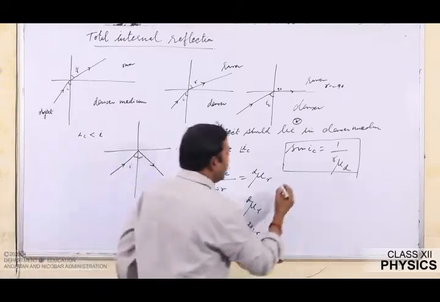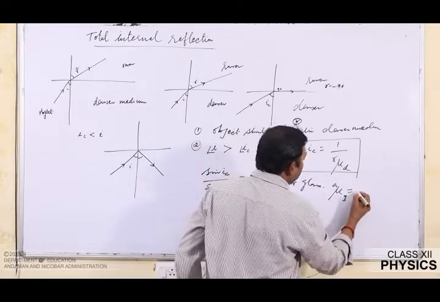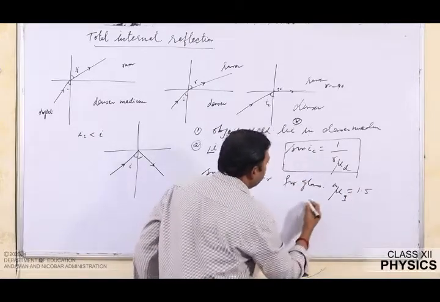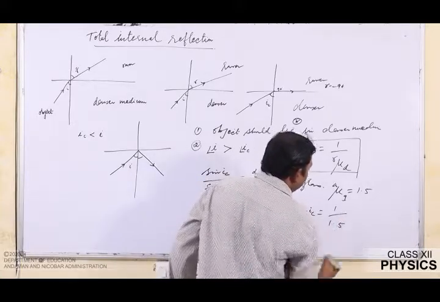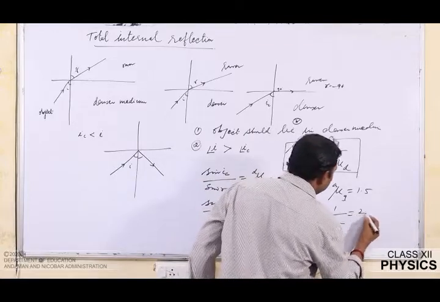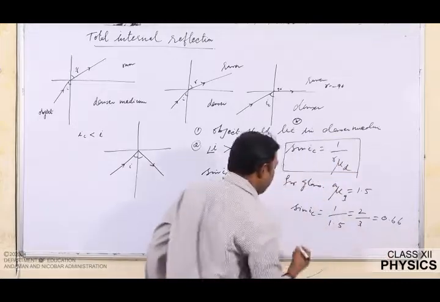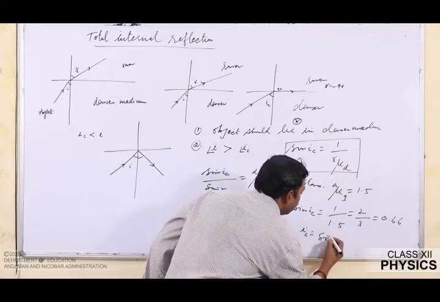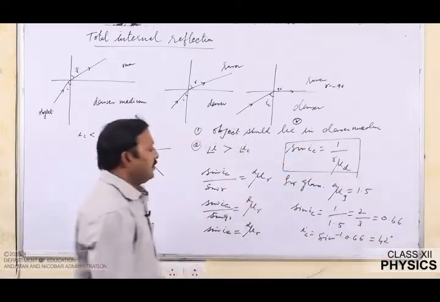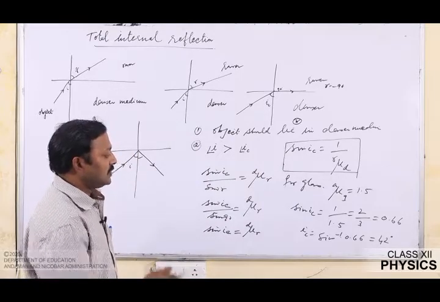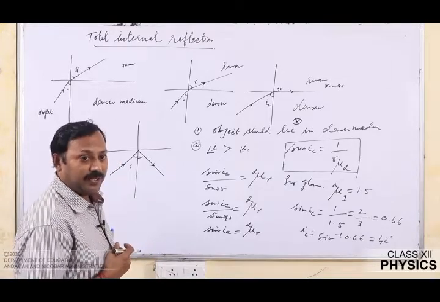For example, for glass, the refractive index of glass with respect to air is 1.5. Now, the critical angle of incidence for glass is sin IC equal to 1 divided by 1.5, which can be written as 2 divided by 3, or 0.66, which gives IC equal to sin inverse 0.66, approximately 42 degrees. So, for the case of glass, if the angle of incidence is more than 42 degrees, then total internal reflection can take place.